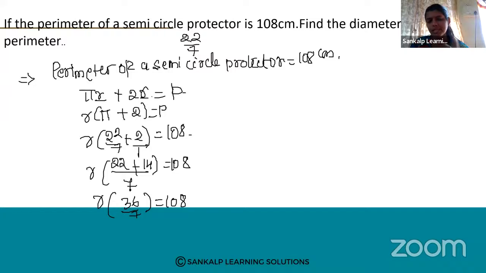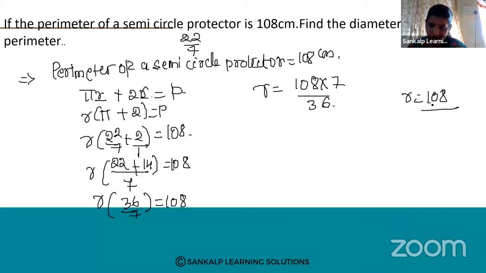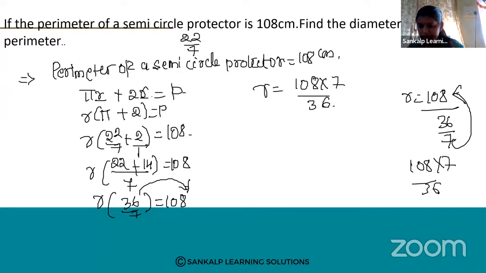Now, if you transfer this 36 divided by 7 to this side, you will get R is equal to 108 into 7 divided by 36. Or we can write it this way too. R is equal to 108 divided by 36 divided by 7. When you transfer this term to this side, it becomes divided by. So divided by 36 divided by 7. So transfer this 7 to up, then it becomes 108 into 7 divided by 36.